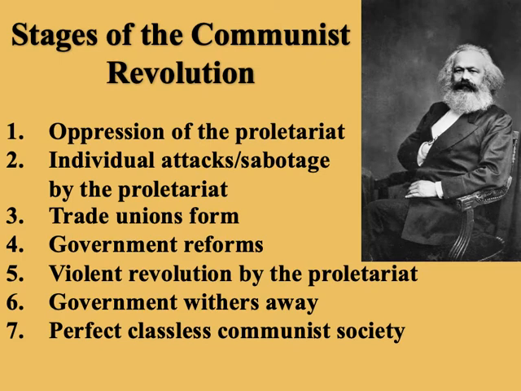Marx predicts in the Communist Manifesto a coming revolution. He says that the proletariat is already being oppressed and that they may launch individual attacks or sabotage, but gradually trade unions are being formed. Government may issue a few reforms to tamp down these trade unions and suppress worker discontent and revolt. But eventually, these reforms will not be enough. A violent revolution is coming, led by the proletariat.